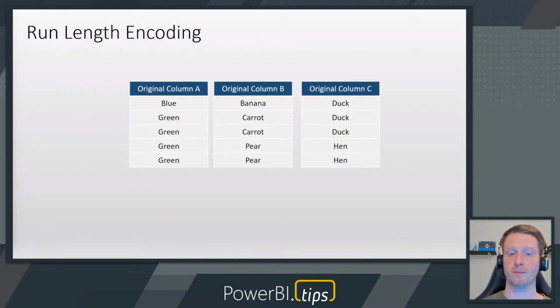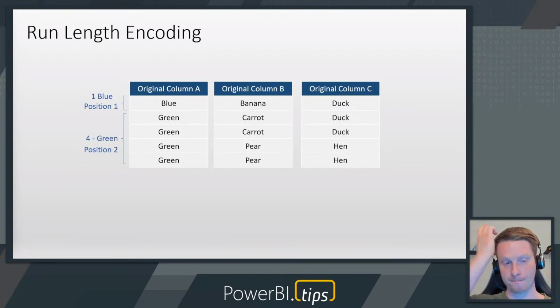So let's look at it more from a data and a column point of view. We can see here, if we look at original column A, we have one blue value. The value of column A in the first row is blue. And we can say there's 1 because it repeats once, and that's at position 1 because it's the first value.